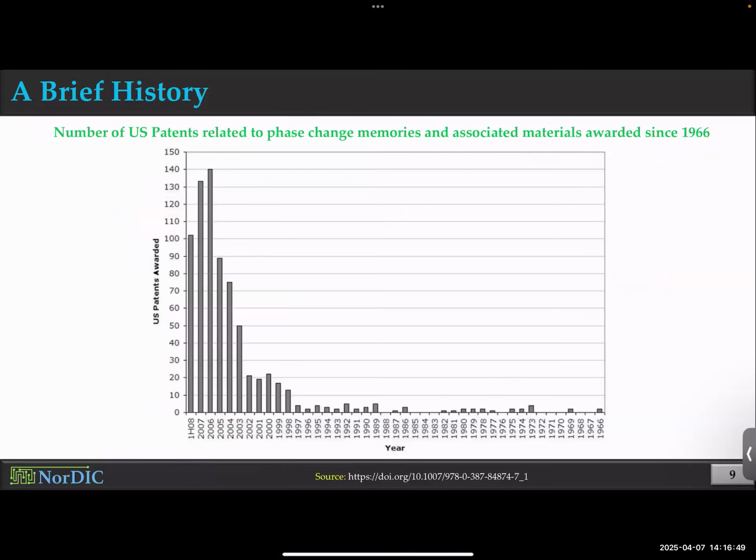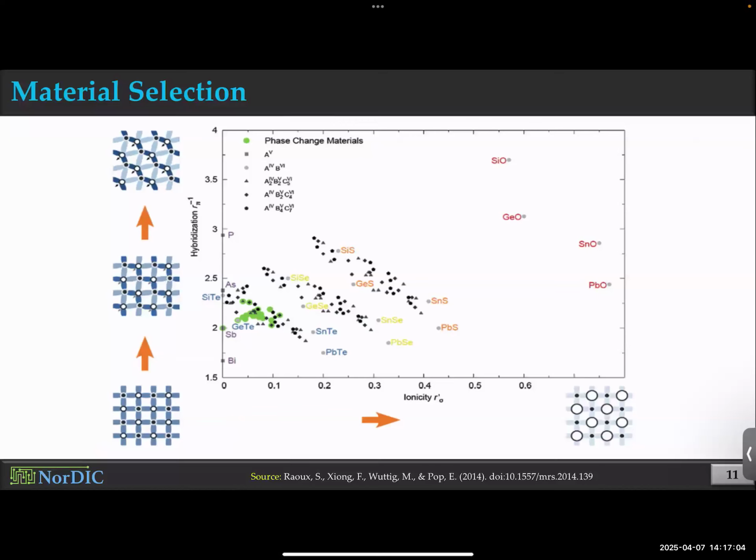We also went over the brief story. We noticed that back in 1966, we had some activity, but then there was almost nothing. Then in the early 2000s or so, we started having a surge in interest in PCM, right? We noticed that, and it was because of nanotechnology, nothing else. We also discussed the type of chemical properties that are looked at when we explore this type of materials.